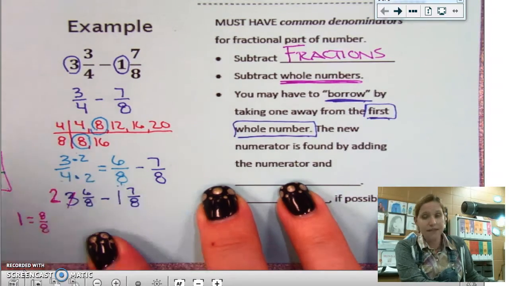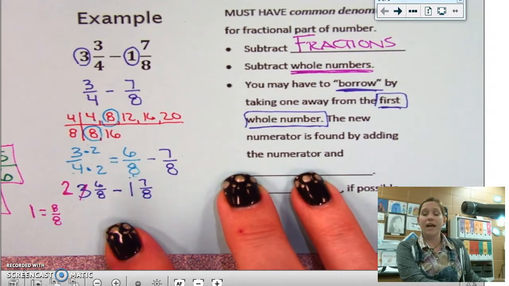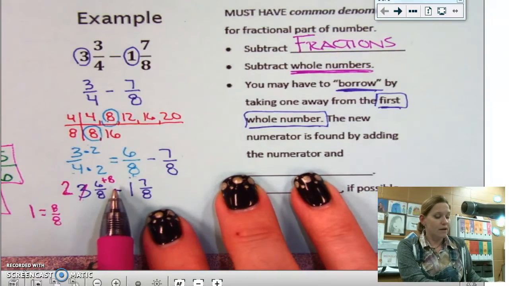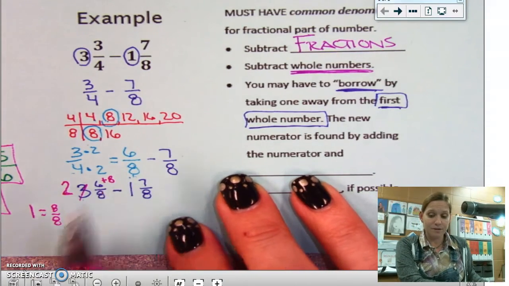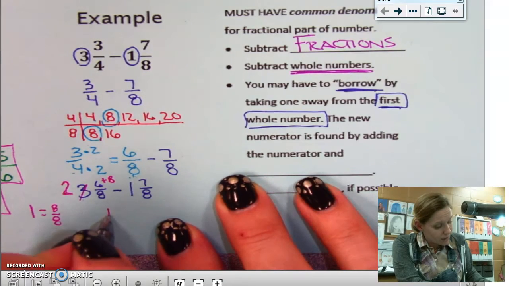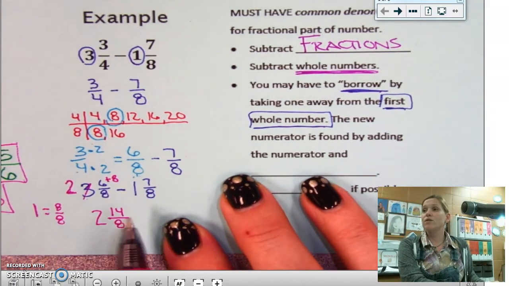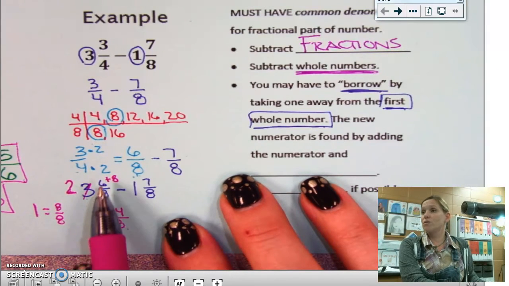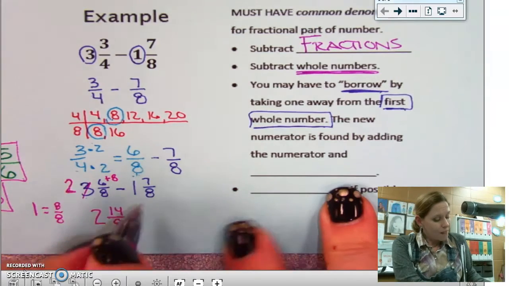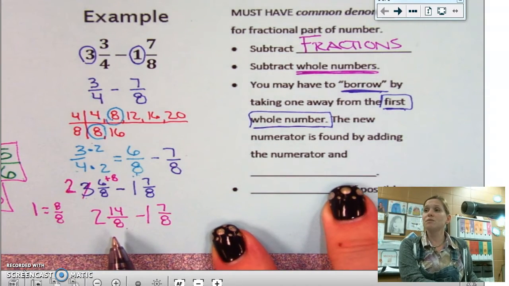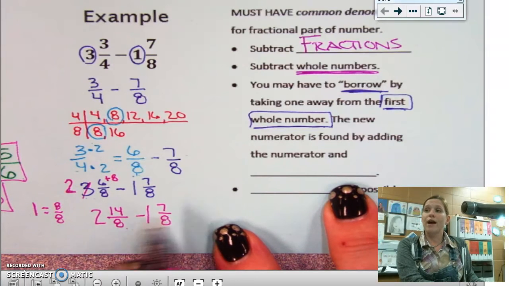8 over 8. So we're going to take that 8, and we're going to add it to the 6. 8 plus 6 is 14 over 8. So now we have 2 and 14 over 8, which is the same thing as 3 and 6/8. We have now an improper fraction in there. Minus 1 and 7/8. And now we should be able to subtract our fraction from our fraction and our whole number from our whole number.